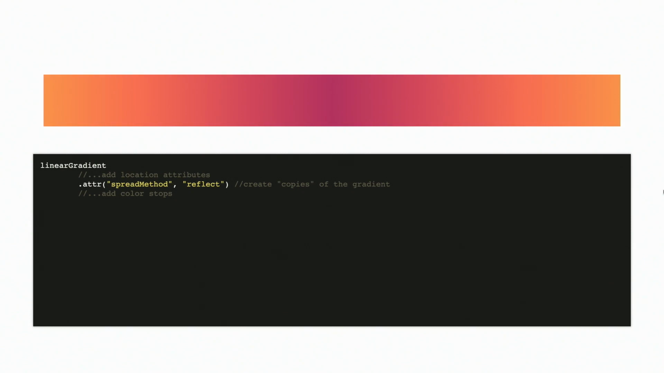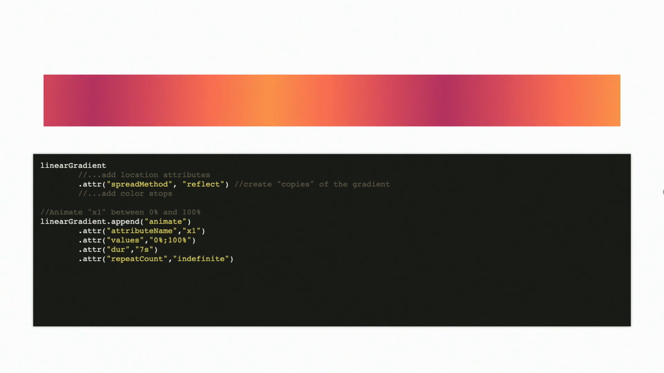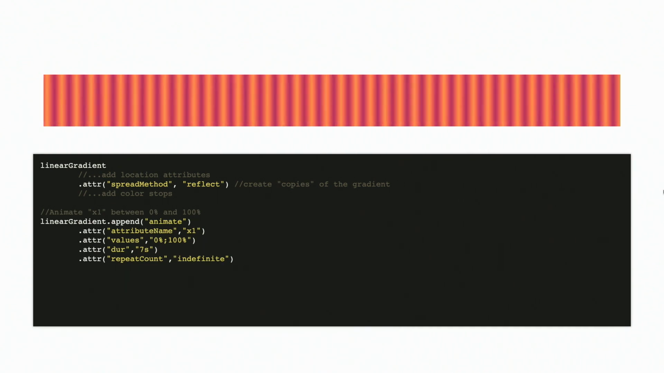There is one thing that we need to set differently at the start, and that is the spread method, which is normally set to pad, like I've said a few times, but now we need to set that to reflect, so that it creates mirrored copies of your gradient outside of your directional arrow. And then we need to move that directional arrow across the shape. So we animate the x1 attribute from 0 to 100% over 7 seconds, and we do that indefinitely.